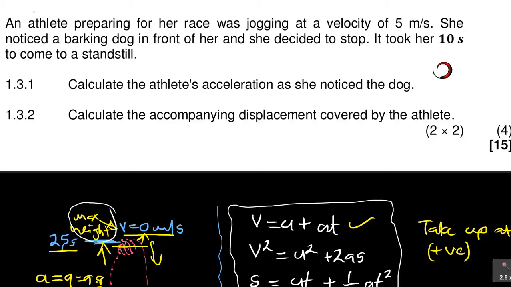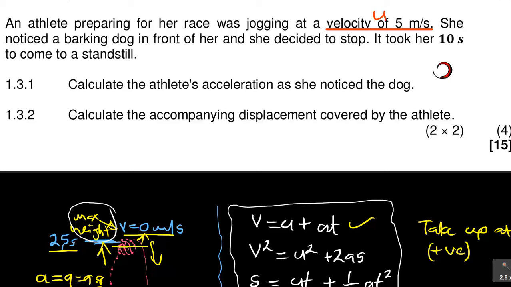So let's get the key information. An athlete preparing for her race was jogging at a velocity, that is the key first keyword, the velocity of what? 5 meters per second. So already we're told she's running, and the velocity there mainly becomes your U, because already she's running.